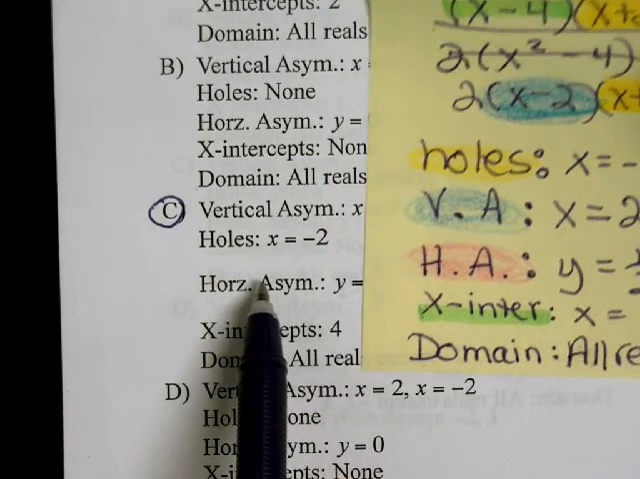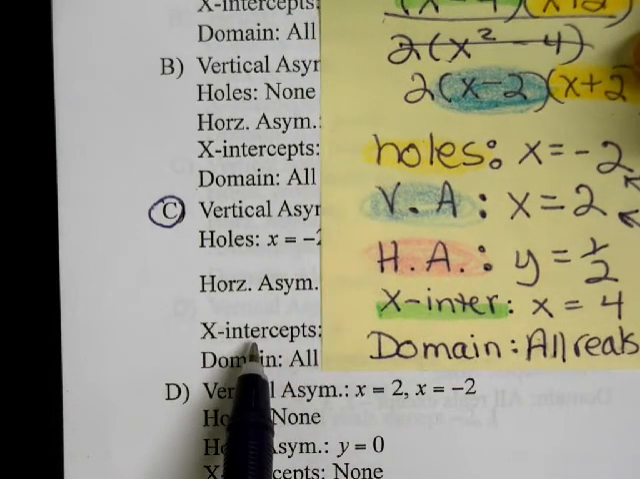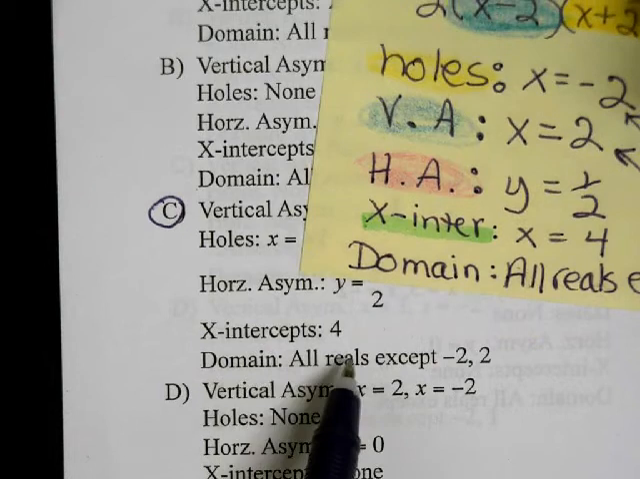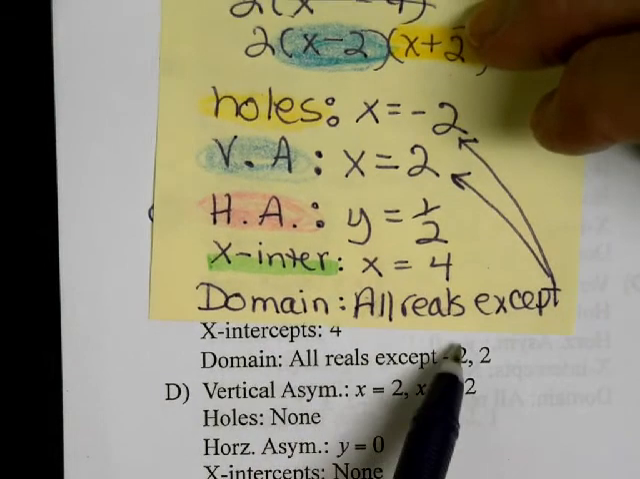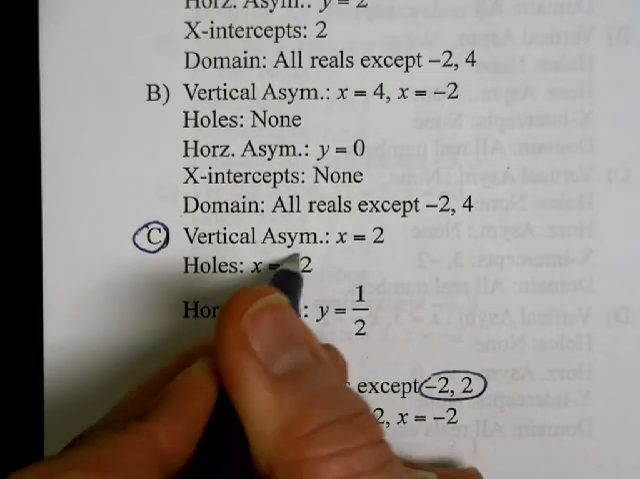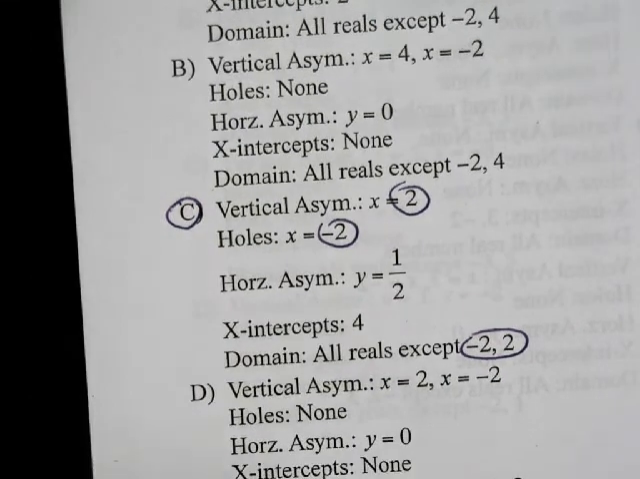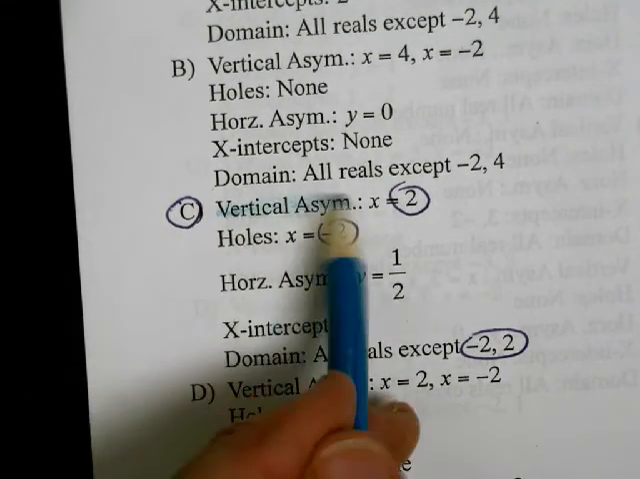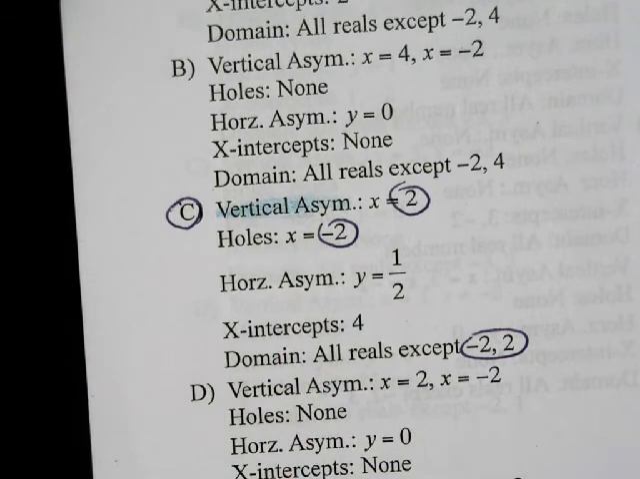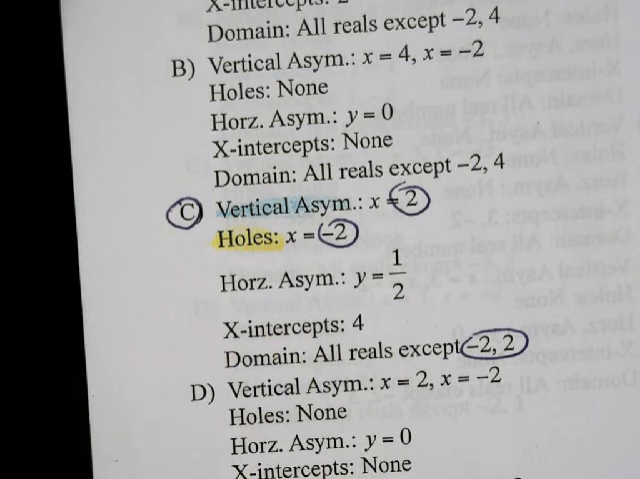Vertical asymptote was 2. A hole was at -2. Horizontal asymptote was 1/2. X-intercept is 4. Domain is all reals except for those two numbers there. Remember, these two match these two. So if you want to color code just this one, you don't have to color code every one. Just know where you got the information.